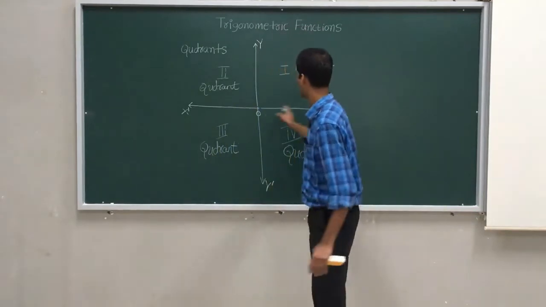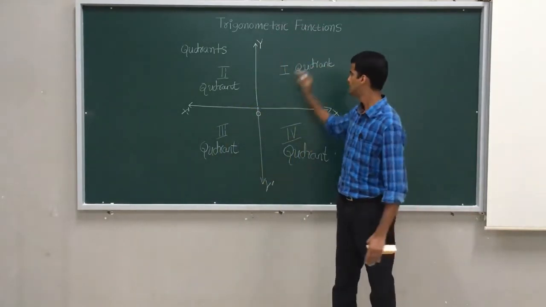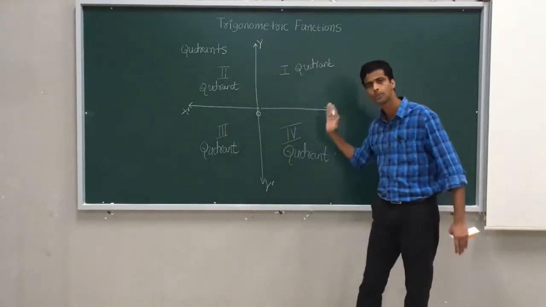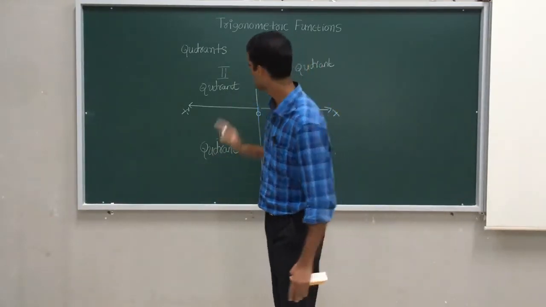Okay. So we got 4 compartments: first quadrant, second quadrant, third quadrant and fourth quadrant. Okay. That's about quadrant.